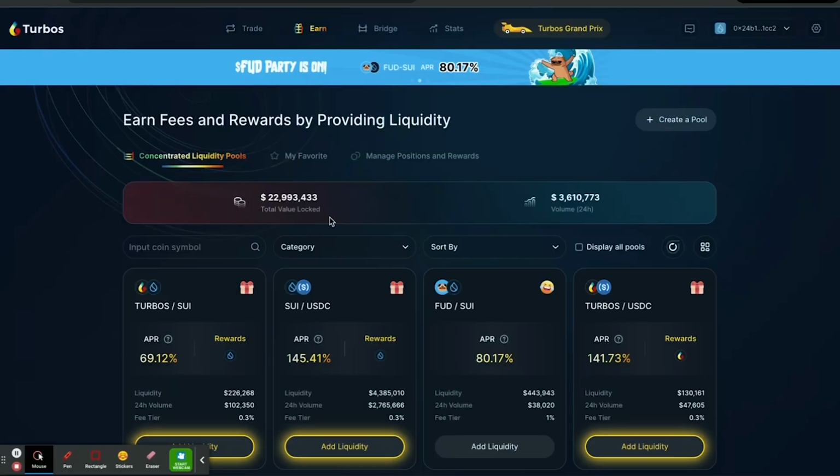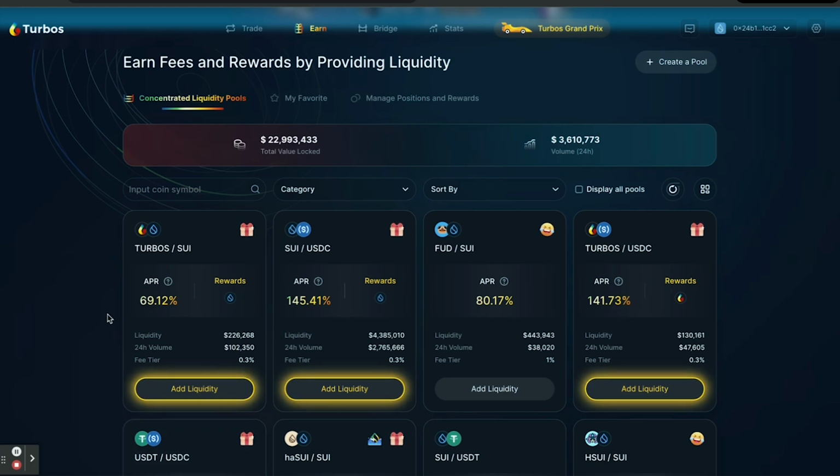For this example, this is just a different DEX. I'm not saying to get into this. We're not ready for that yet. I just want to paint the picture. Let's say I want to provide liquidity for SUI USDC.